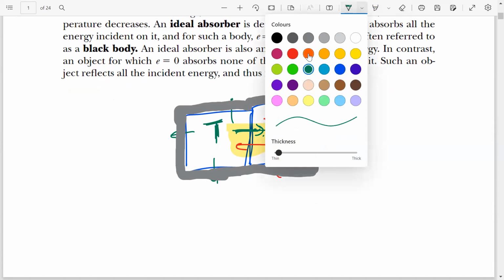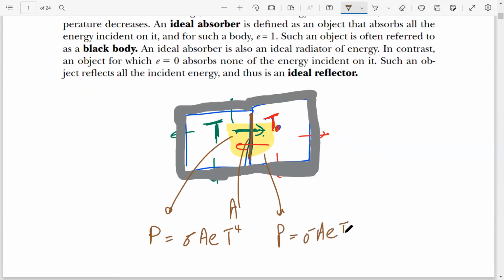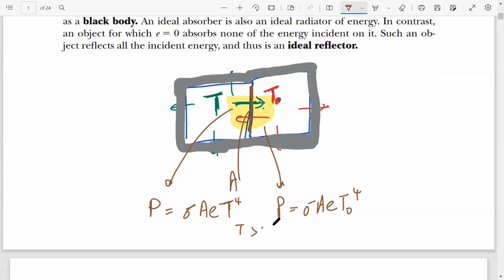The area in contact will be A. So for this green object, there will be power transfer sigma A E T to the power of 4, whereas the red object will also have a power transfer, sigma A E T naught to the power of 4. For each of them, there will be a net heat transfer, either in or out, depending on the temperature. If T is larger than T naught, which means it's hotter, there will be heat transfer from there to here. The keywords we use here are net heat being transferred over.